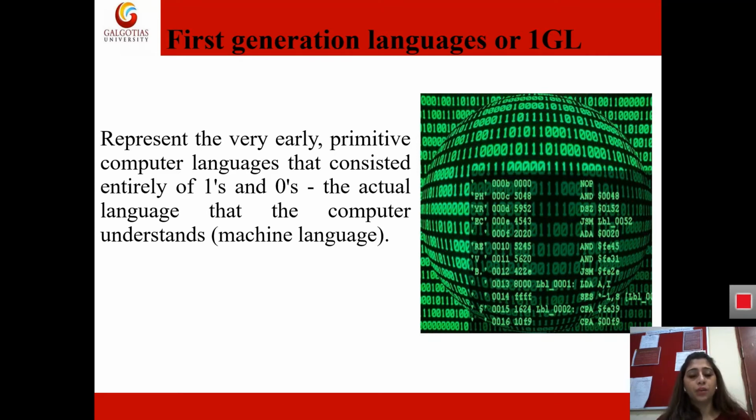Okay, so to understand this, we need to know that low level languages are basically written in the form of zeros and ones. Only binary language can be understood by the computer. So when we say the primitive computer languages, they had only zeros and ones, and didn't have any other word, alphabet, or number. The actual language that a computer understands is known as the first generation language, low level language, or machine language. All these names are used interchangeably for low level language.